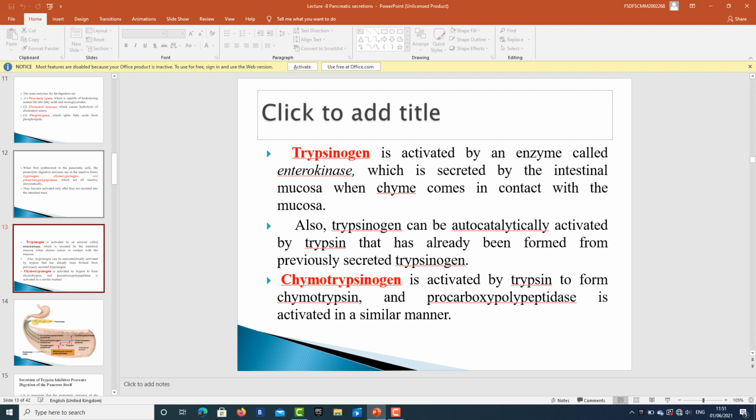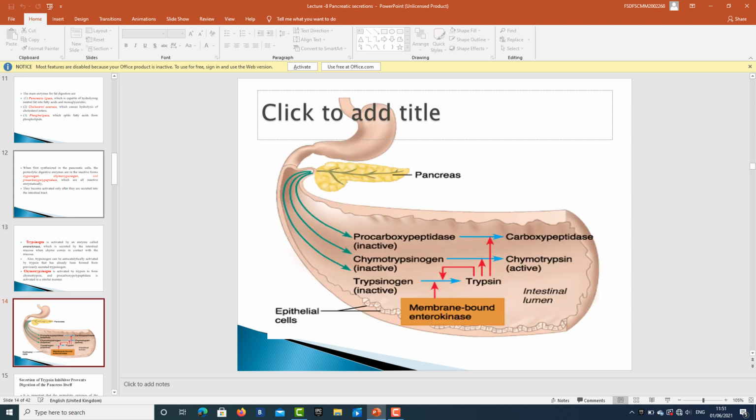Chymotrypsinogen is activated by trypsin to form chymotrypsin, and procarboxypolypeptidase is activated in a similar manner. See, what happened is that the procarboxypeptidase is activated to carboxypeptidase.